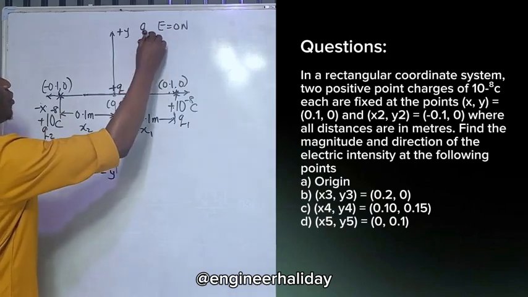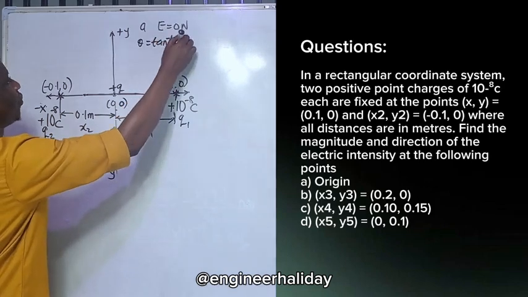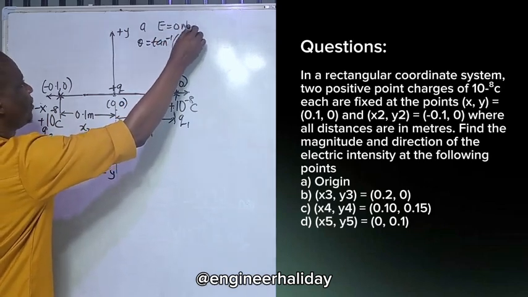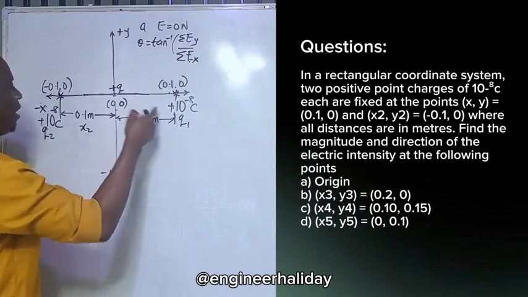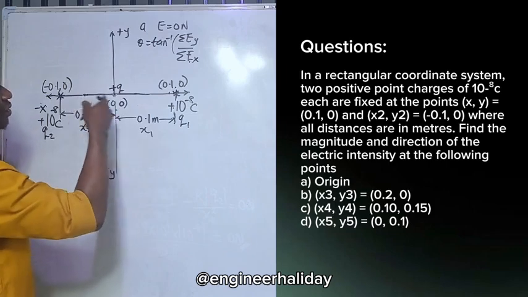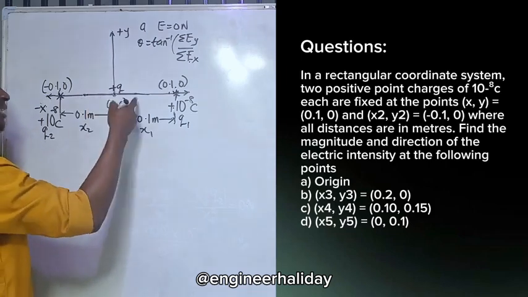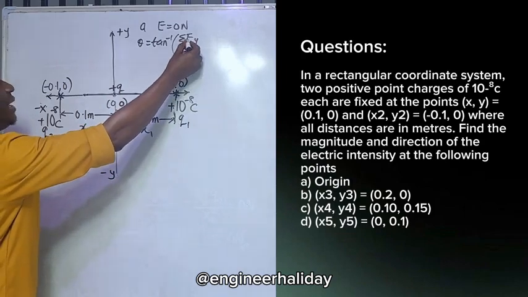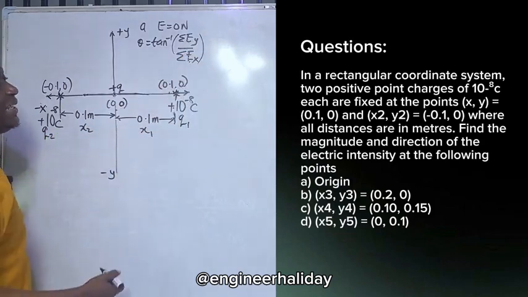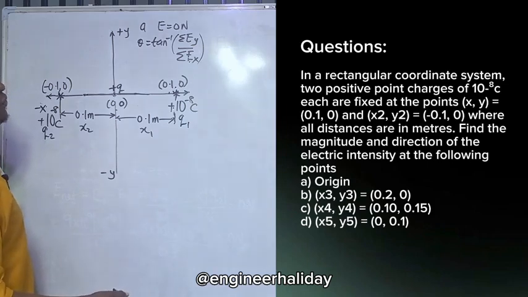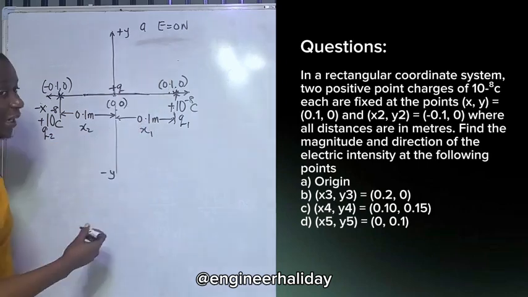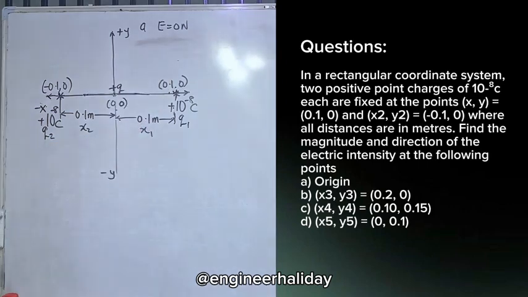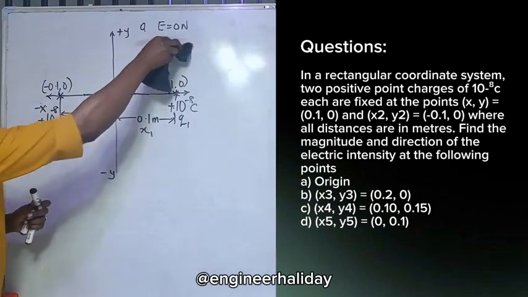Because if you use theta equal to tan inverse of sigma EY over sigma EX, and EX is zero, the net force along the X direction is zero. If you put zero here, any number divided by zero is infinity. Tan of infinity is about 90 degrees. But this one is in equilibrium, so we cannot really talk about the direction. Is that clear?